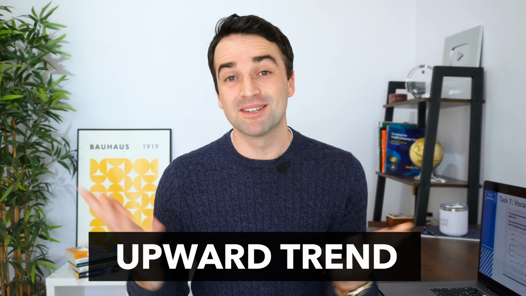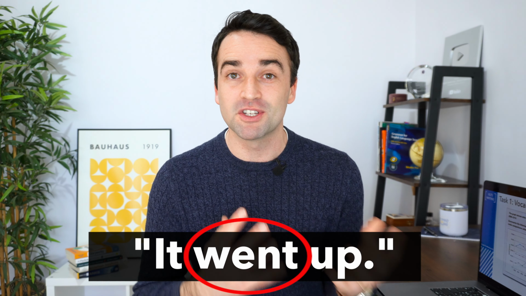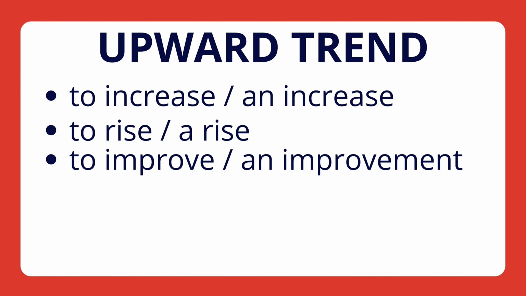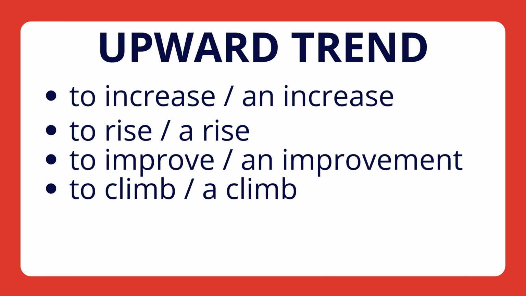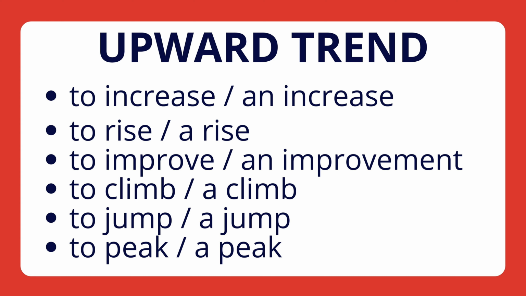Let's now think of words we can use to describe an upward trend, when something goes up. The most basic way we can say it is, it went up. Remember, we often use the past tense for describing data. But some more sophisticated words could be to increase, or the noun form, an increase. To rise, a rise. To improve, an improvement. To climb, a climb. To jump, a jump. To peak, a peak.